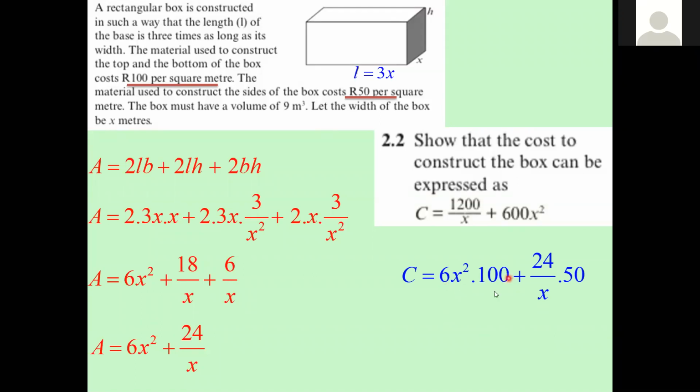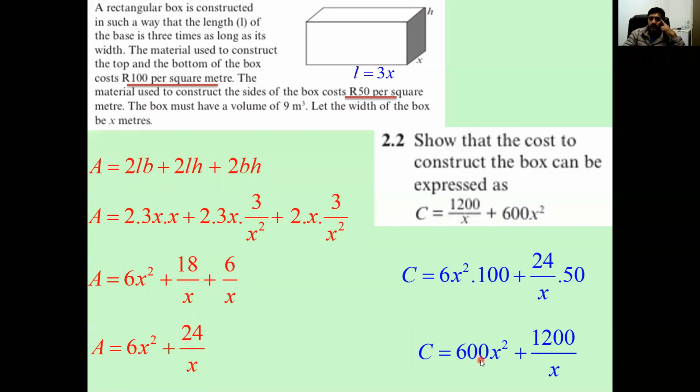Okay. 6 times 100 is 600x squared. And 24 times 50 is 1,200 over x. And you see, that's what the question wants us to actually get. The order is just different from that, but it's the same expression. Are you with me? Yes, sir.